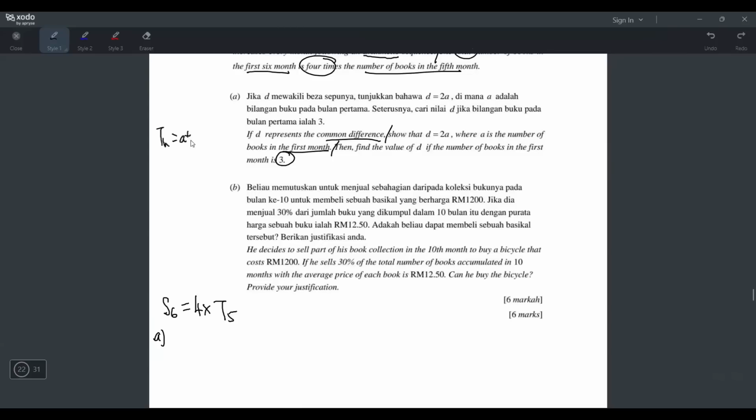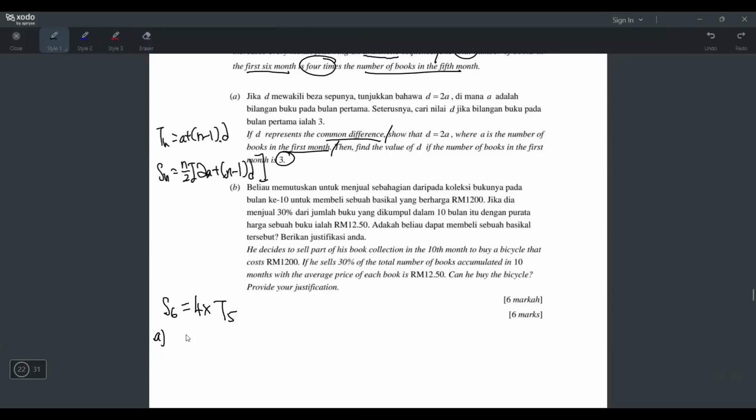Tn formula in arithmetic is A plus n minus 1 D. Sn is equal to n over 2, big bracket, 2A plus n minus 1 D. This is the formula you learn in this chapter. If you don't know these two formulas, you cannot do this question. It's impossible. Okay, so now let's plug in this formula.